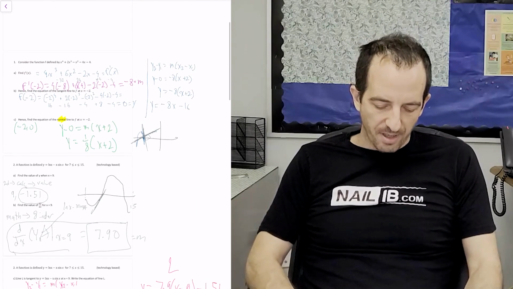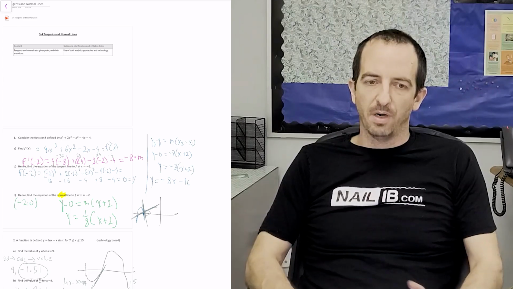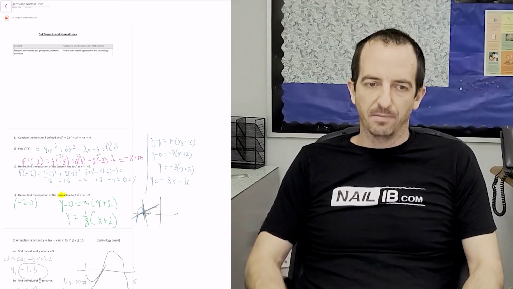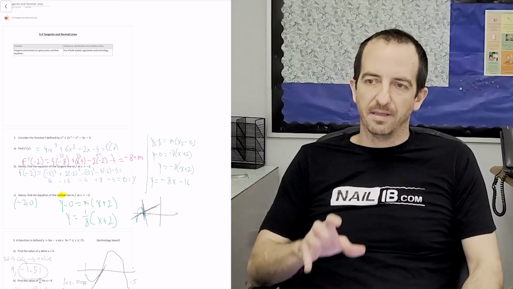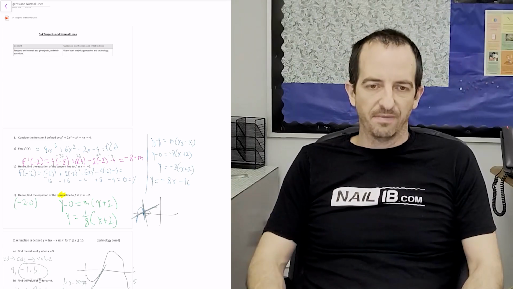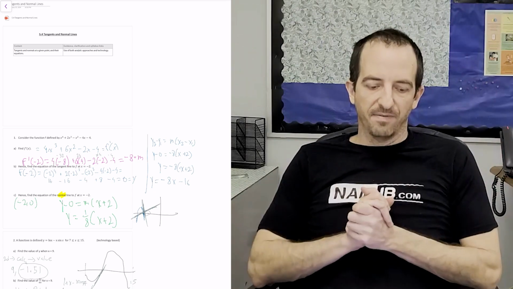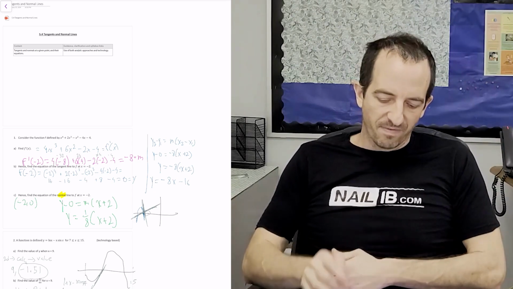So that brings us to the conclusion of 5.4, tangent and normal lines. We started off with question 1 with a problem where we analytically figured out the tangent and normal line at a particular point. And in question 2, we figured out the tangent line using technology. So that's again the end of 5.4, and we will meet again for 5.5.